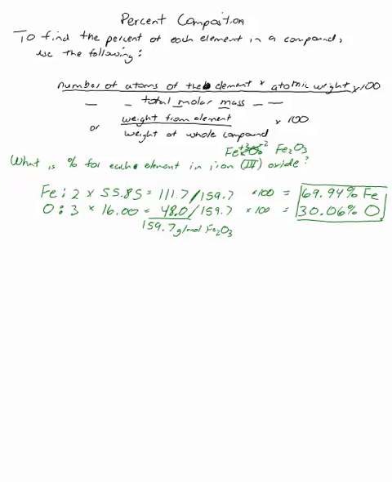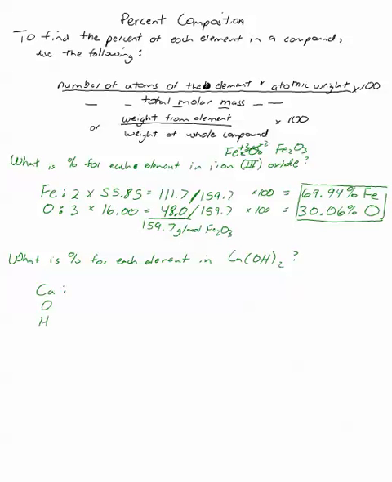Let's do two more problems here. Okay, the next one, what is the percent for each element in Ca(OH)2? So here we've got a polyatomic ion, and we have to remember what to do with that. So again, we start off the same way. We write down what we have. I have Ca, I have O, and I have H.